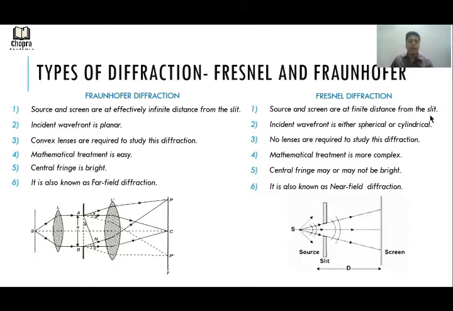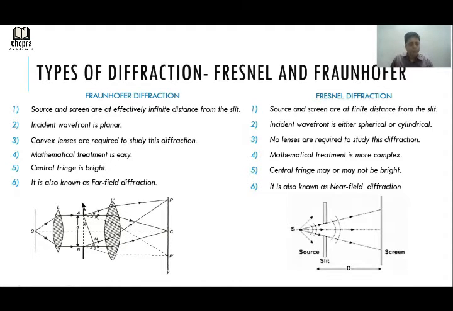In Fresnel diffraction, source and screen are at finite distance from the slit. Second difference is that the incident wavefront is planar in Fraunhofer diffraction because we use convex lenses here, which is the next point, and that makes the beam parallel, so the wavefront becomes planar. In the case of Fresnel diffraction, the incident wavefront is either spherical or cylindrical because the source is placed very close to the screen. In Fraunhofer diffraction, convex lenses are used. In Fresnel, no convex lenses are used. Mathematical treatment of Fraunhofer diffraction is easy, but it is complex in Fresnel diffraction.